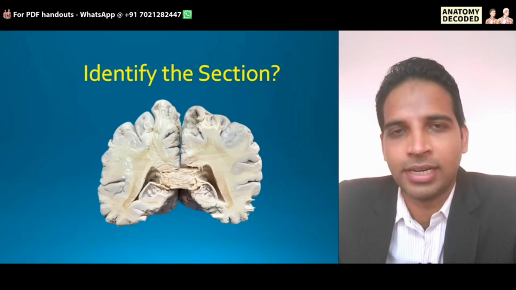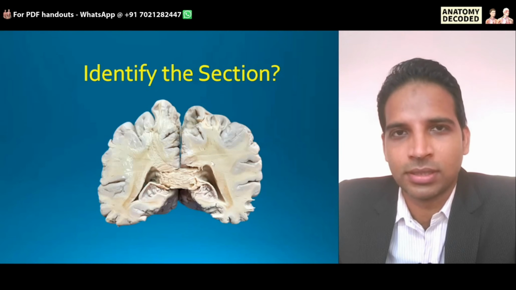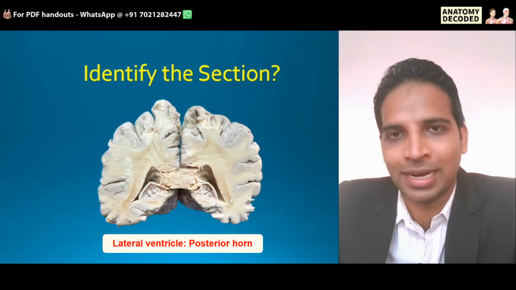Identify this section now. Yes, we can see a large diverging cavity of the lateral ventricle. Okay, and in the midline here we can see the splenium of the corpus callosum. So this is a section passing through the posterior horn of the lateral ventricle.